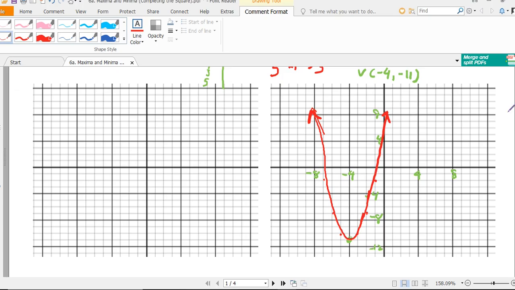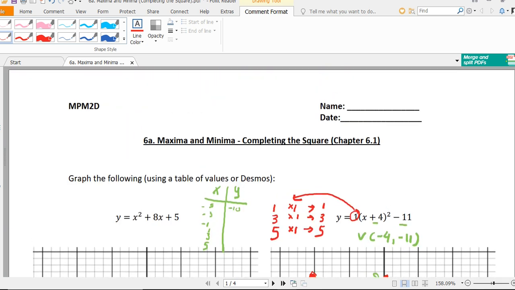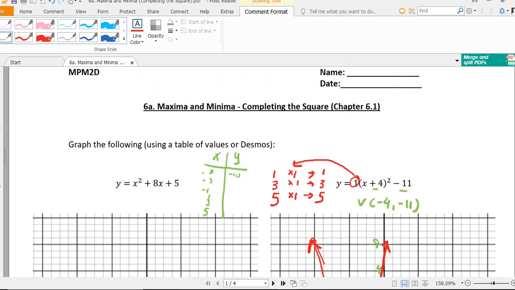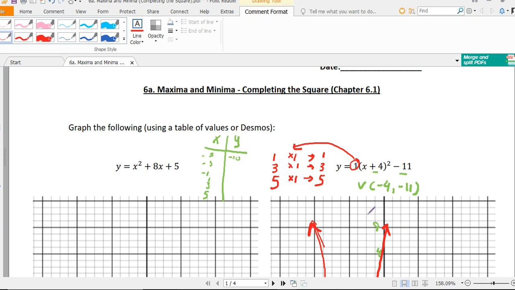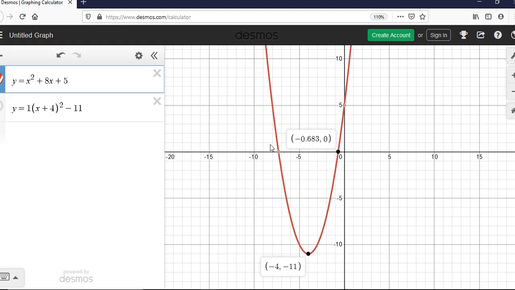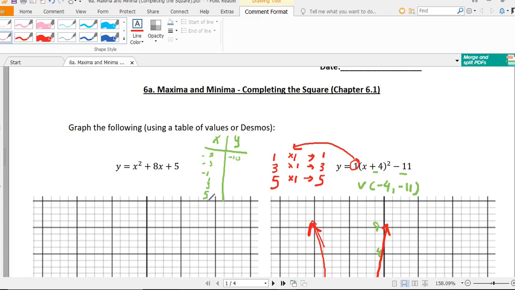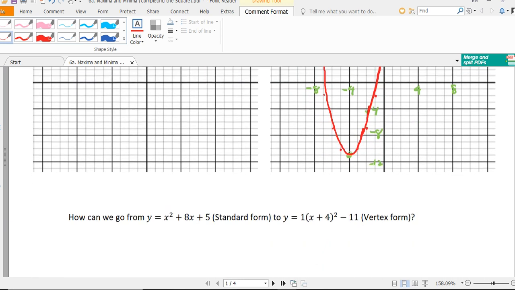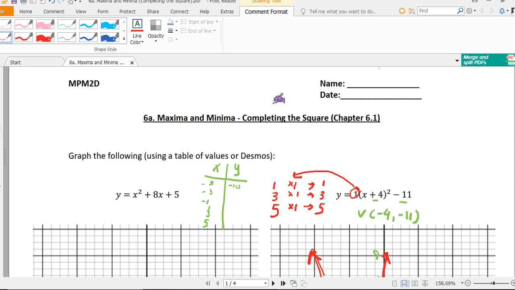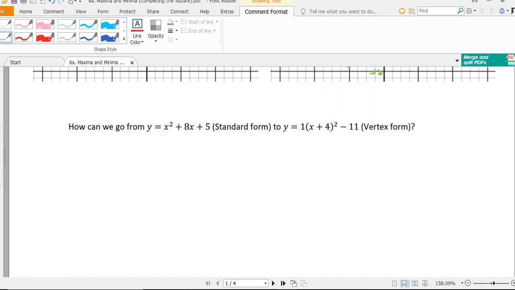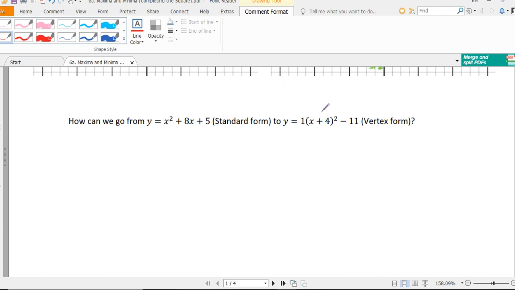Now, again, the purpose of this chapter wasn't to graph. It was to realize that these two graphs, if I were to sketch them, would be the exact same. The question is, how do I go from standard to vertex? And this is a process we call completing the square. So how do we go from here to here?